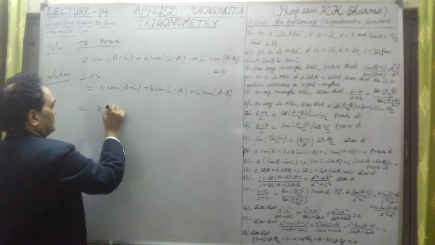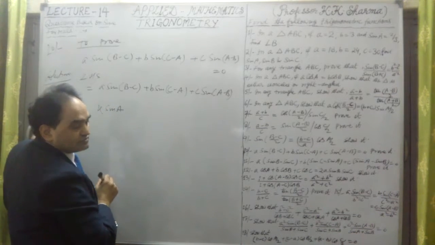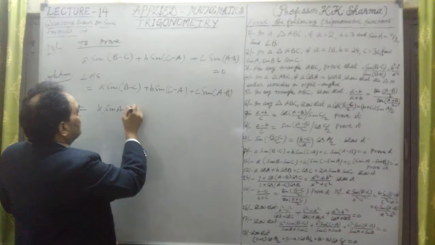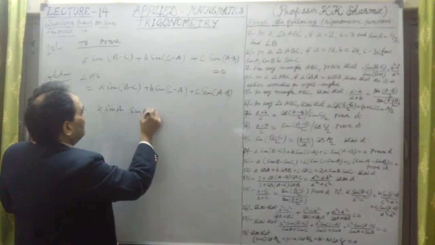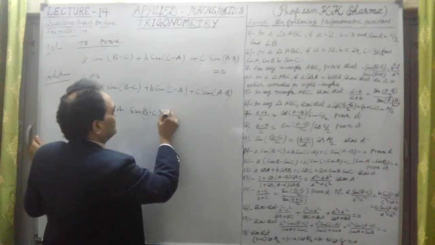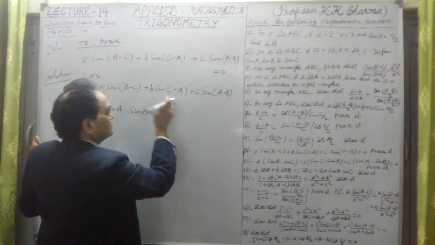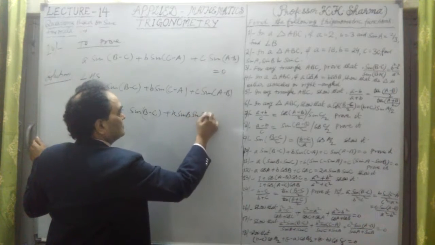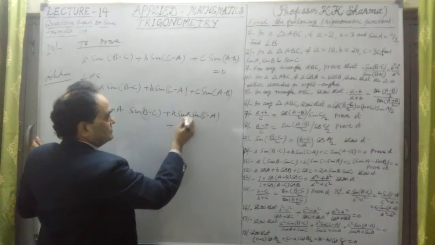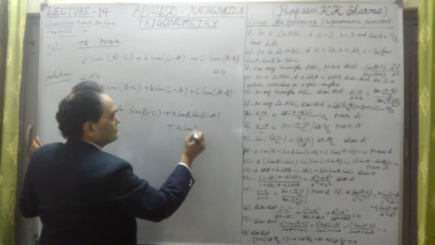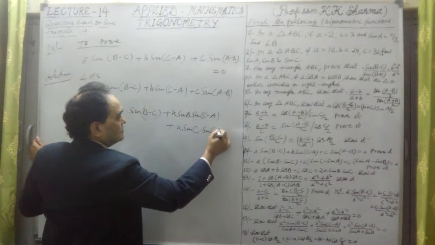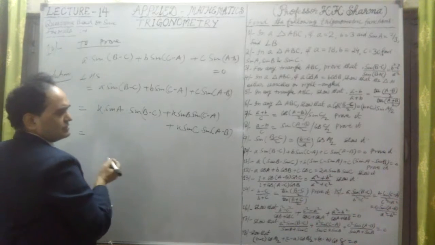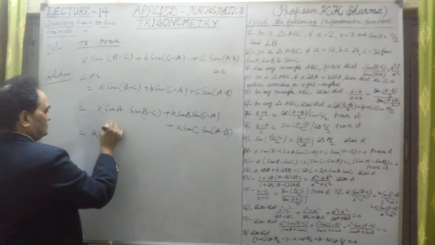A is K sine A, that means this is K sine A into sine B minus C, plus B means K sine B into sine C minus A, plus C means K sine C into sine A minus B. Okay, so K can be taken common. Let me take K common throughout.